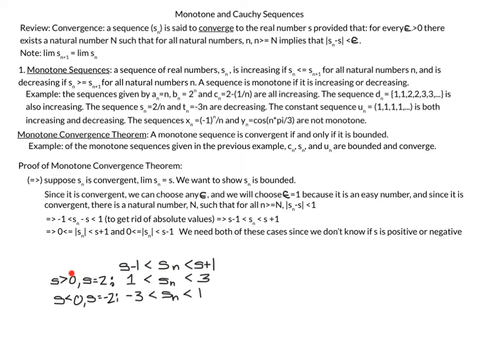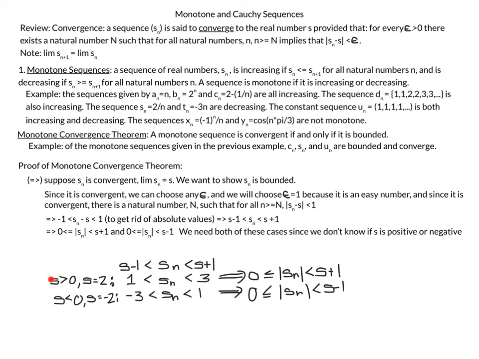I've taken the case when s is greater than 0. For example, if s is equal to 2, then this statement says Sn is between 1 and 3, plugging in the 2. If s is less than 0, let's say s is equal to -2, now I get the value for s minus 1 is -3, and s plus 1 is equal to -1.